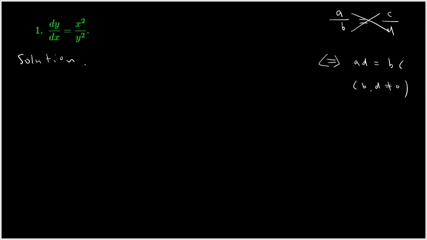Cross multiply. If you do not want to use that property, you can just imagine you multiply 2 sides of the equation by dx, and then multiply 2 sides of the equation by y squared. You are going to have the following. So you put the y's together, so you have y squared dy equals x squared dx. That's what I meant by separable.